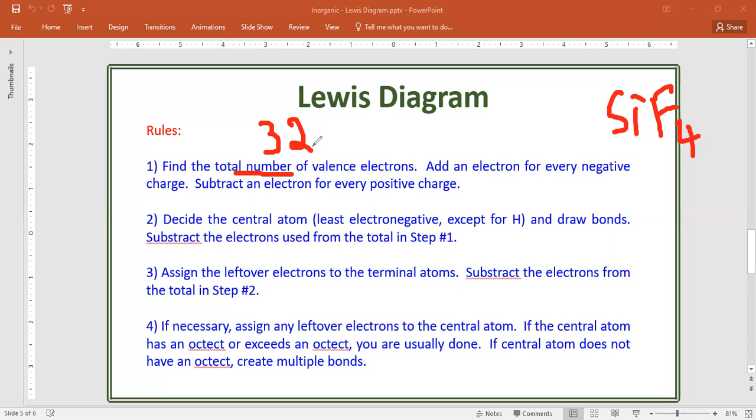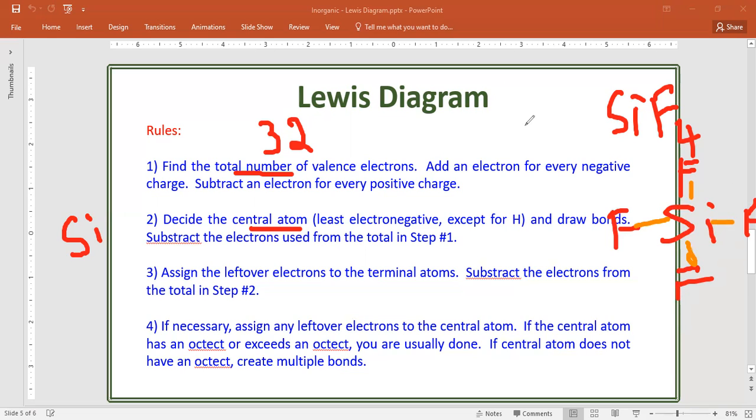That is this particular point. And beside a central atom, that is silicon tetrafluoride. In silicon tetrafluoride, silicon is the least electronegative, and we draw the bonds between silicon and the 4 fluorines. So we take 4 fluorines and then we draw the lines between the fluorines and the silicon.